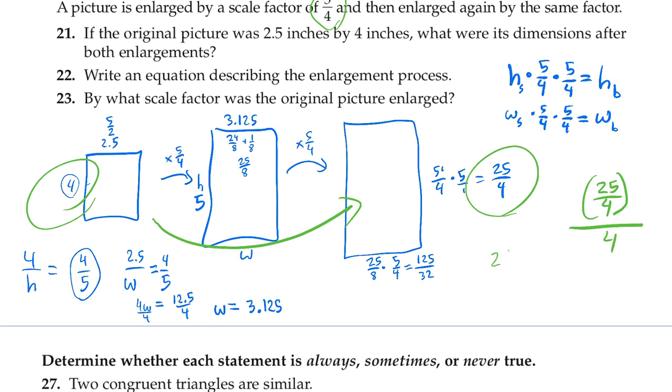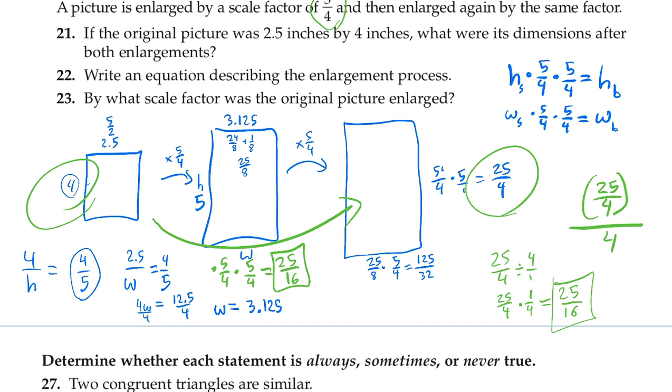And so let's see, 25/4 divided by 4, which is 4 over 1. That's 25/4 times 1/4, or 25 to 16. That's the end enlargement. Or another way to do it is say, well, I just multiplied by 5/4 and then I did it again. So what's 5/4 times 5/4? That's just 25 on top, 16 on bottom. Woohoo! Okay, so that was the second.